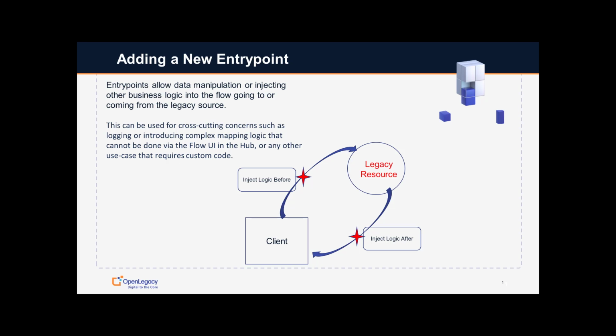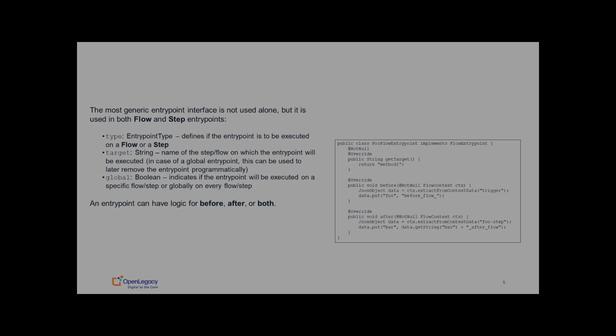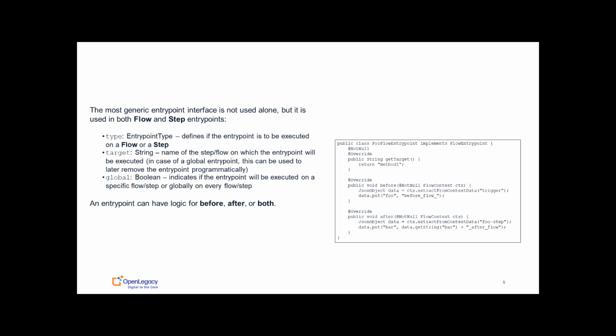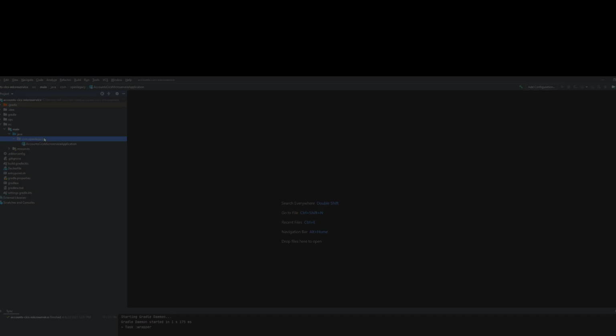As I mentioned earlier, entry points are used to inject business logic into the flow using code. In this video, we are using Java code, but entry points can be defined in Kotlin as well. Entry points can also be used for cross-cutting concerns such as logging, or to introduce complex mapping logic that cannot be done in the Hub flow engine. An entry point can have before, after, or both logic, and can be either a flow or a step-type entry point.